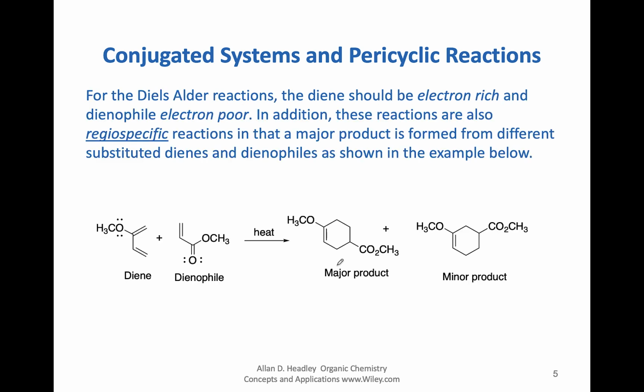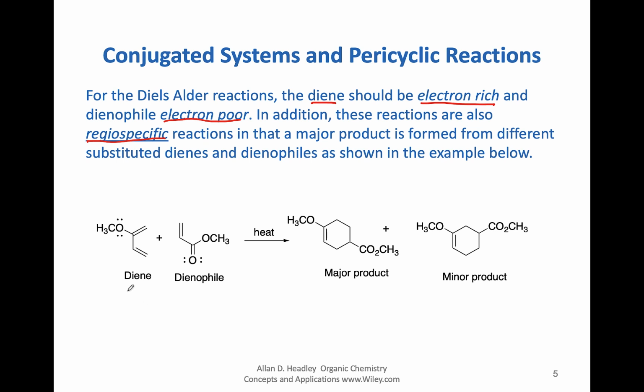What we'll do in this lecture, though, is to demonstrate that these reactions are also regiospecific. In other words, there are specific regions of the molecules where this reaction will occur. But first, it has been shown that if the diene is electron rich and the dienophile is electron poor, the reaction occurs readily. Let's see what that means.